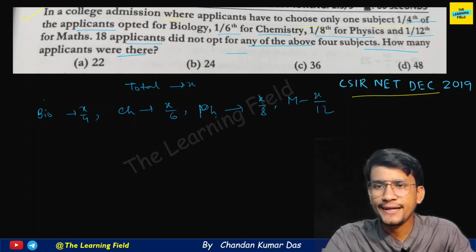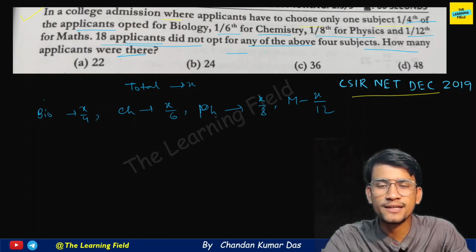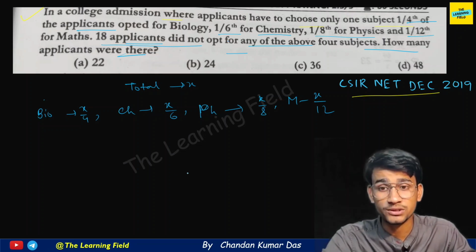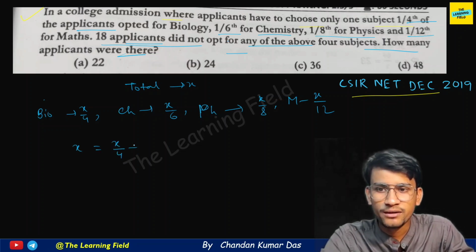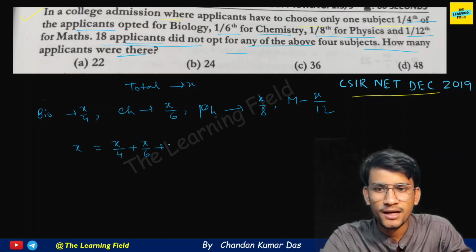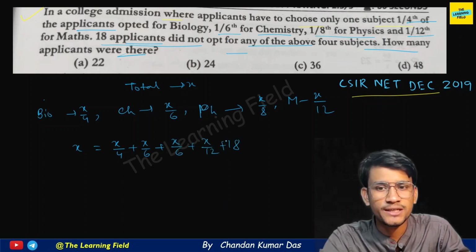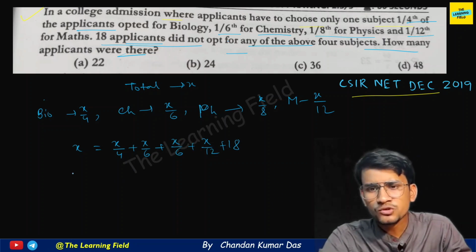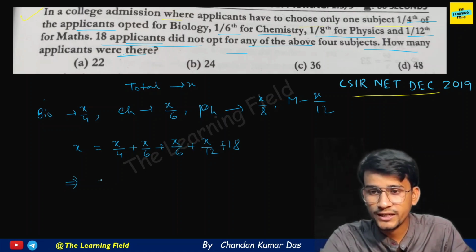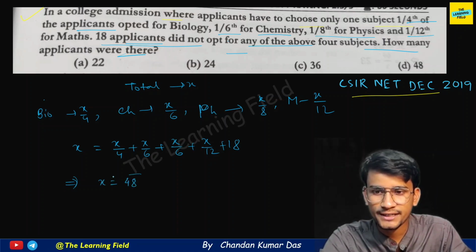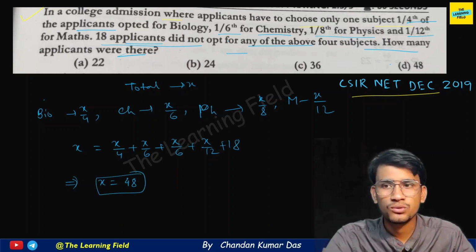And 18 applications did not opt for any of these, which means these are the rest of the students. Therefore the total number of students is x, and this is equal to biology students plus chemistry students plus physics students plus maths students plus the rest of the students, that is 18. Now we just solve this. If we solve, we can solve it very easily, and we get x equal to 48 as the answer. So the total number of applications is 48.